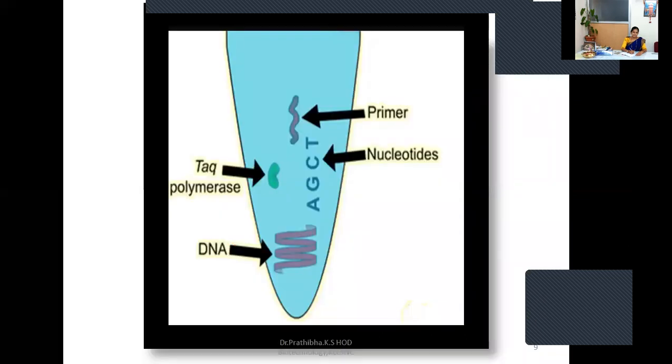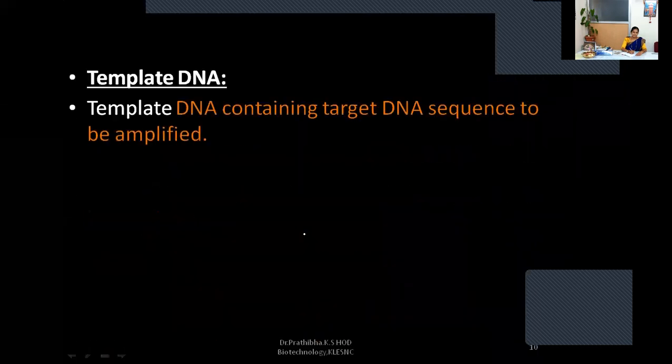Hope you are able to see here. You can see here this is the single stranded primer. Here you can see individual nucleotides, and this is the Taq DNA polymerase enzyme. As this PCR is mainly based on the thermal cycler, along with that it is an enzymatic amplification, so the presence of the enzyme is very, very important. Then this is the desired DNA molecule in the double stranded DNA condition. Pay attention, kindly be with me.